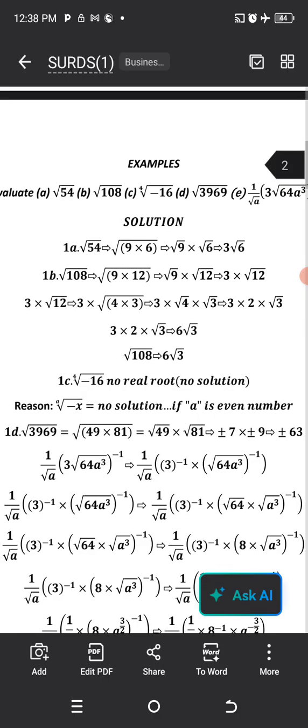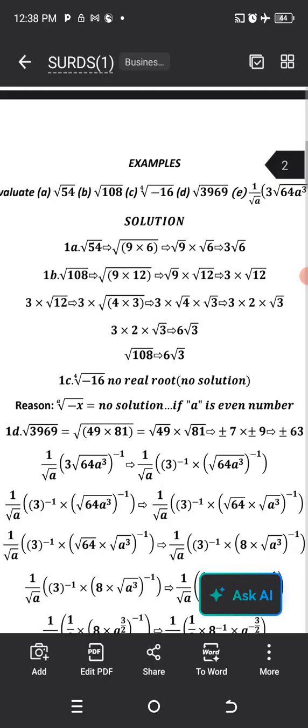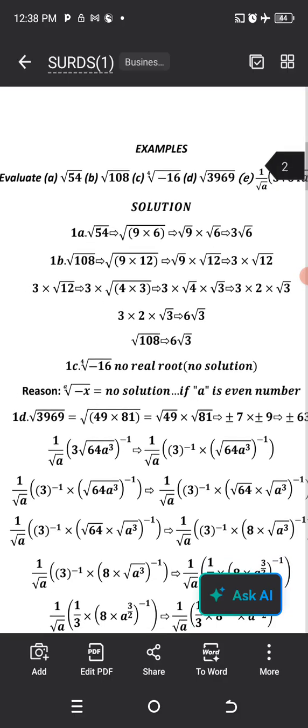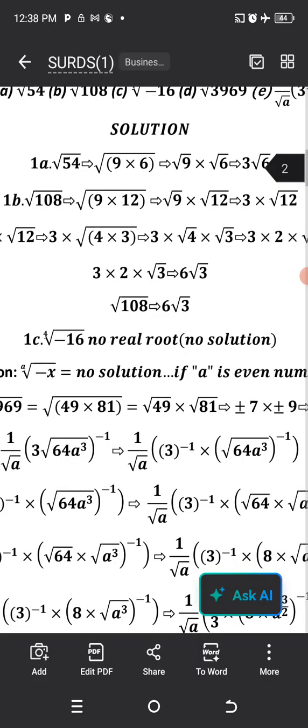6 square root of 3. That was why the expression for 1b is equal to what? 6 square root of 3. Then for the next one, there is no solution. Why? Because the root expression there is fourth root of minus 16. Fourth root of 16, there is a solution for it. And it will definitely be what?